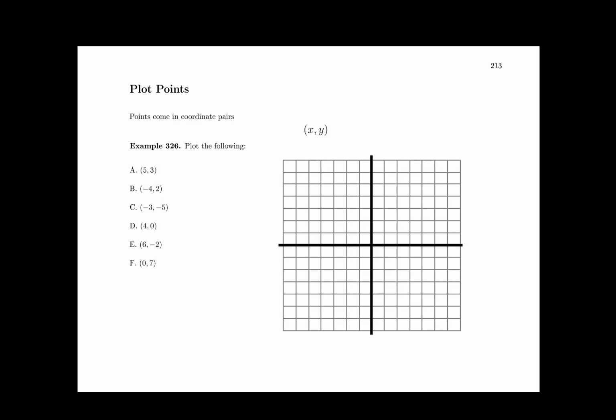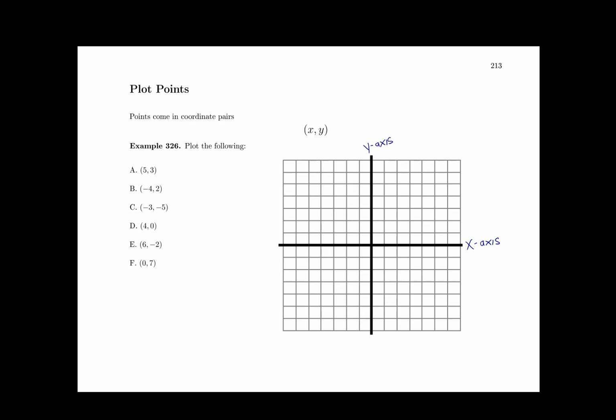In this lesson, we're going to talk about how to plot points and graph lines. So first, to plot points. All points come in coordinate pairs of an x first and then a y. So when you look at a graph, you have the x-axis, then you have the y-axis.